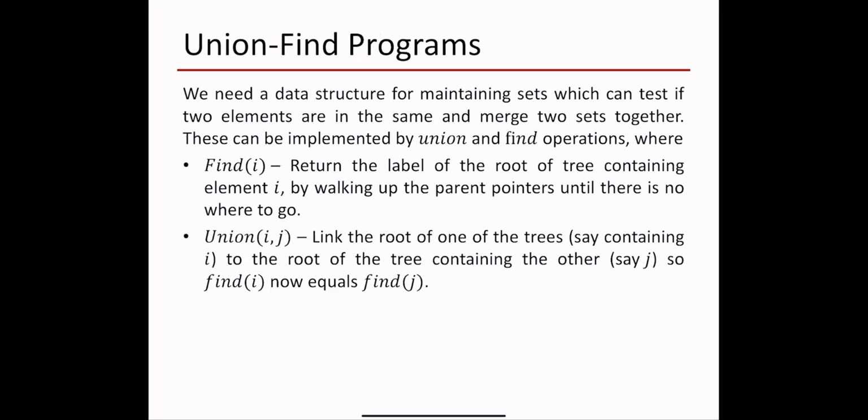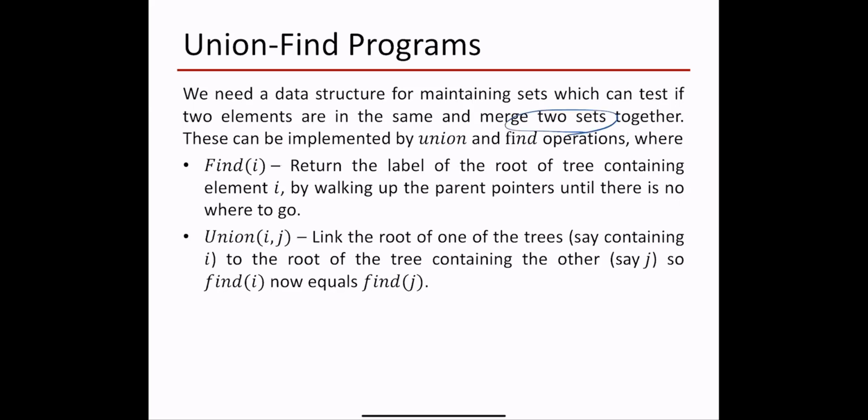So union find. In the Kruskal algorithm, I have to merge 2 trees into one. In Prim's, there is a tree concept, but in Kruskal's, there is a forest concept. A forest has multiple trees. So how do we merge 2 trees into one? We call the union find. We need a data structure for maintaining sets, which can test if 2 elements are in the same set and merge 2 sets together.